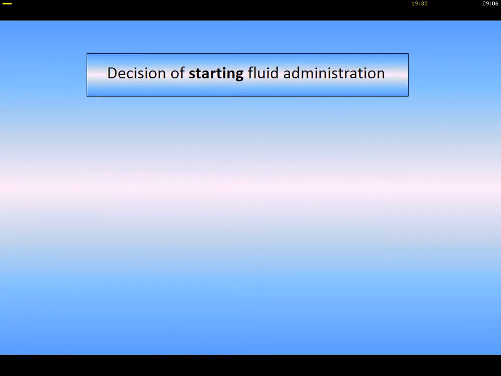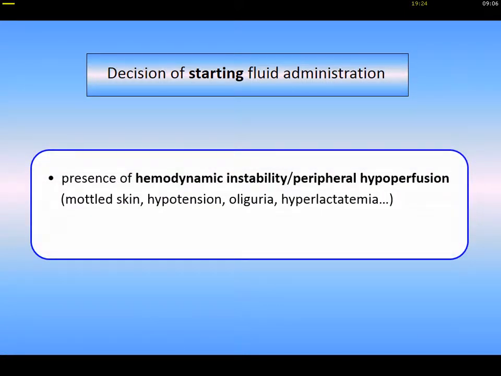As you know, the decision to start fluid administration should be based on the presence of only 3 elements. The first one is the presence of hemodynamic instability or peripheral hypoperfusion, whatever the clinical or biological signs: mottled skin, hypotension, oliguria, hyperlactatemia, etc. This is mandatory before giving fluid.